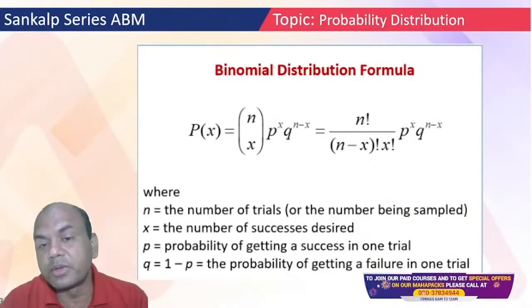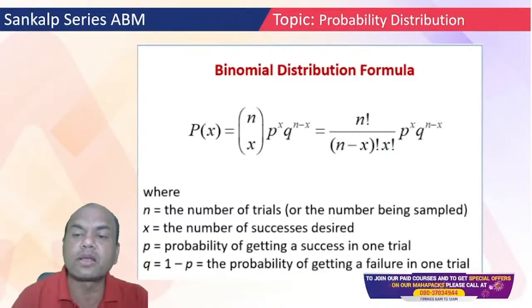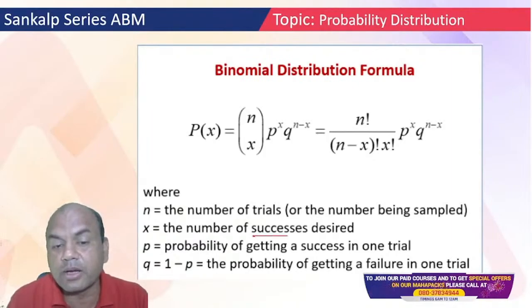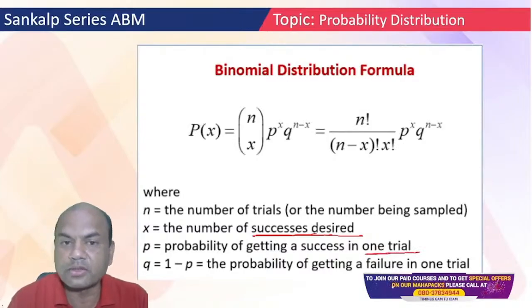Now, binomial, this is the formula for binomial. NCR into P raised to R, Q raised to N minus R, or X we call it. So NCX, P raised to X, Q raised to N minus X. N is number of trials. X is the successes required. P is the probability of getting success in each single trial, and Q is the probability of getting the failure. So this is binomial.